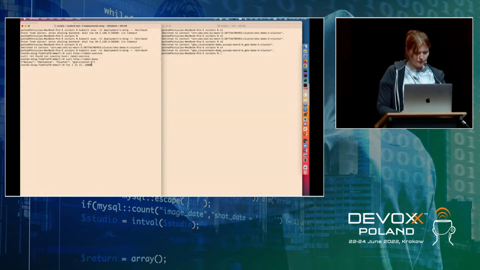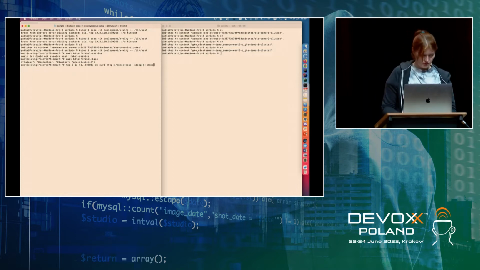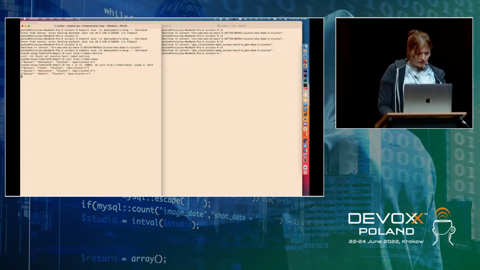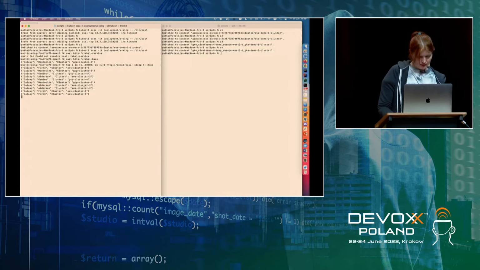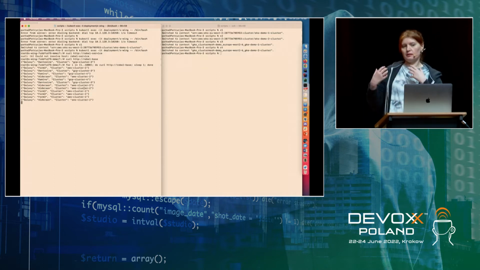So let's loop 1,000 times. Let's call our service. And after each call, let's sleep 1 second, because otherwise the responses would be coming too quickly. And yep, they are coming, and we can track them. So we see that yes, indeed, those responses come from different clusters.